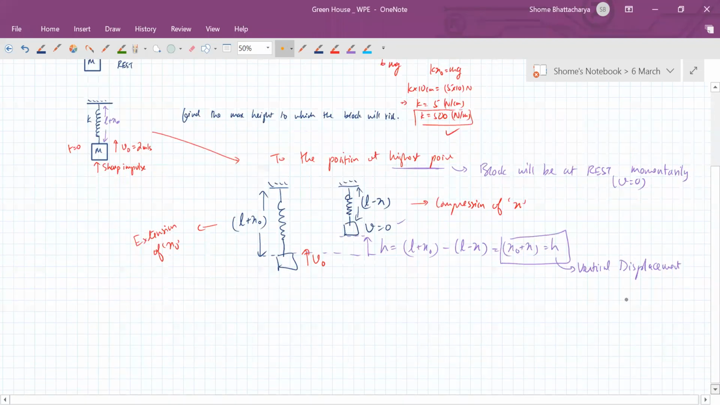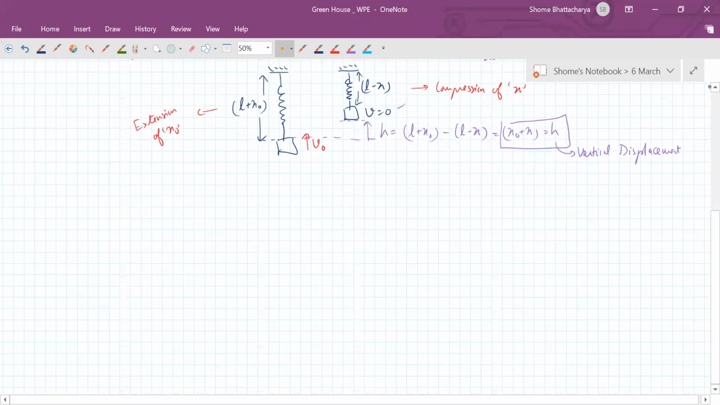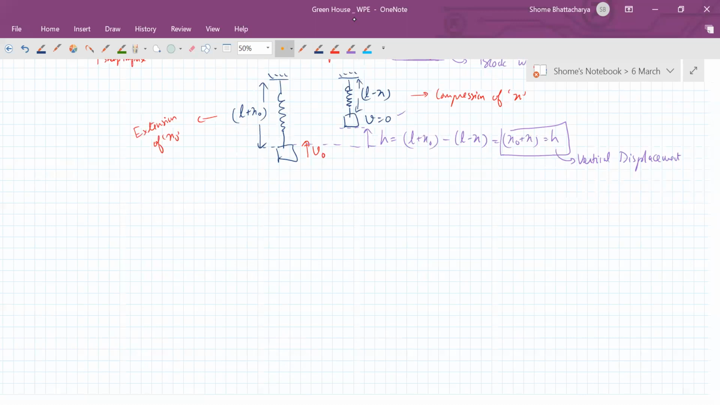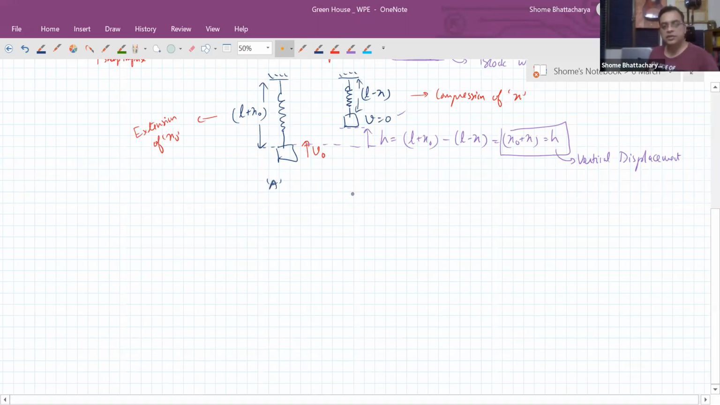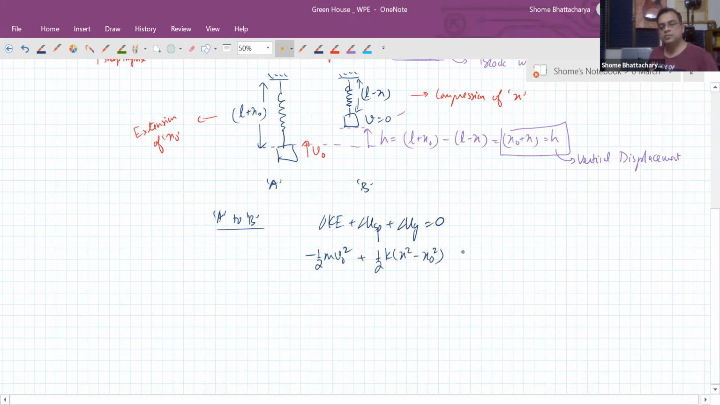let's write down the equation for the conservation of mechanical energy. We write down the equation from this state, let's say A to this state B. So the change in kinetic energy plus change in elastic potential energy of the spring plus change in gravitational potential energy should be zero. So the change in kinetic energy is minus half m v naught square. Change in elastic potential energy of the spring is half k (x square minus x naught square), and this is plus mgh, and of course h is equal to x naught plus x.